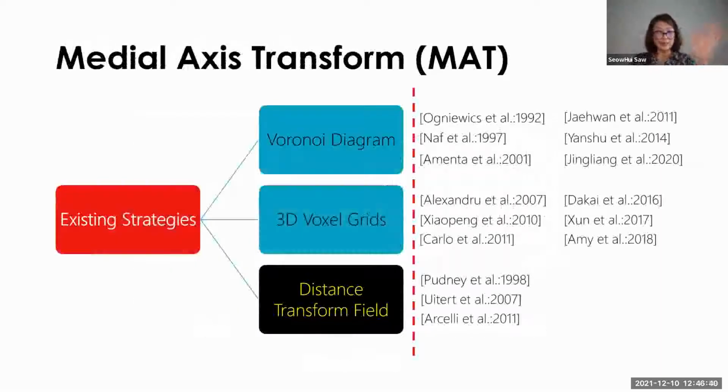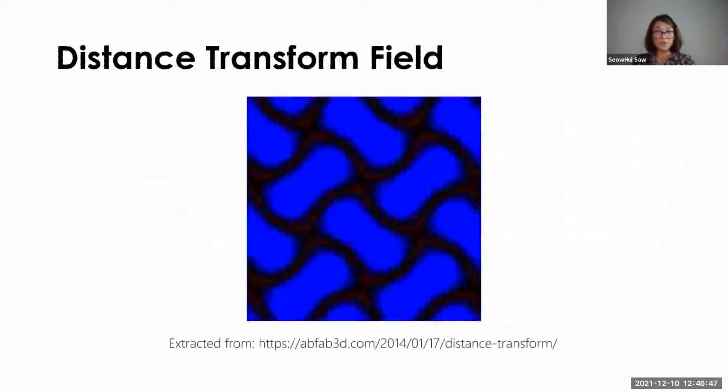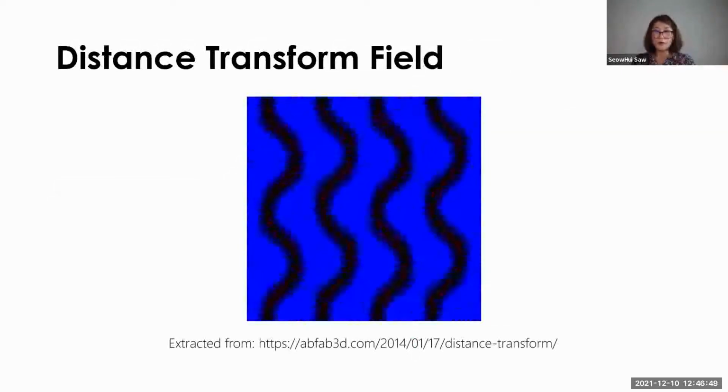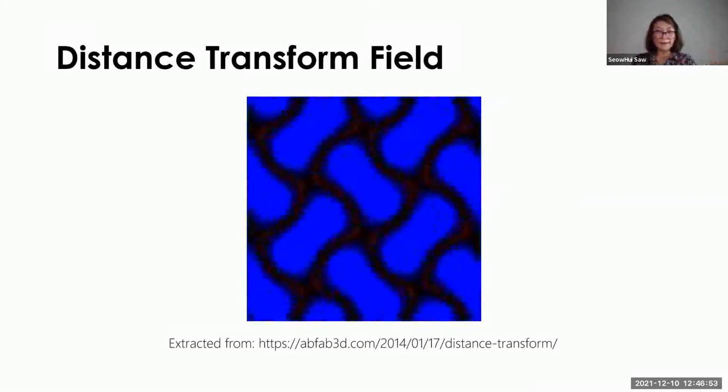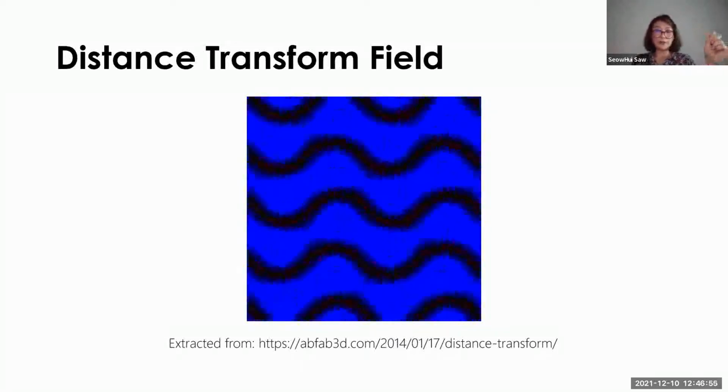Now, last but not least, the last strategy in this discussion is the distance transform field. This distance transform, also known as a distance map or distance field, is a derived representation of a digital image.